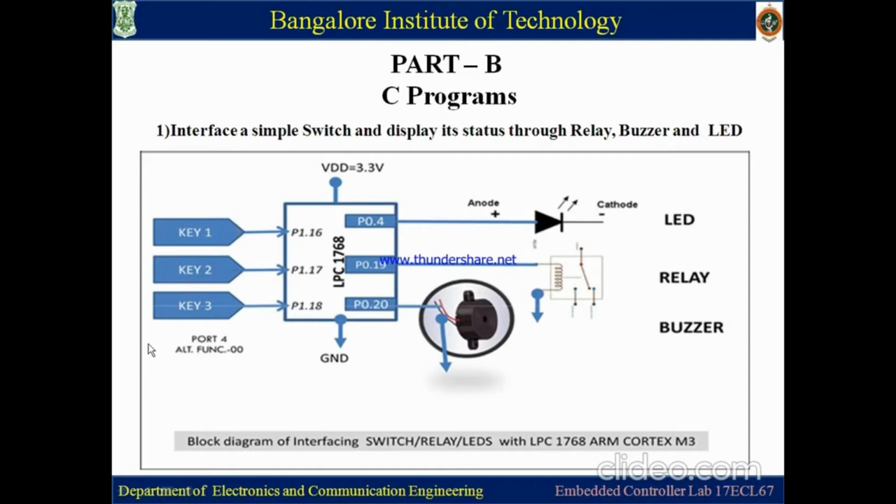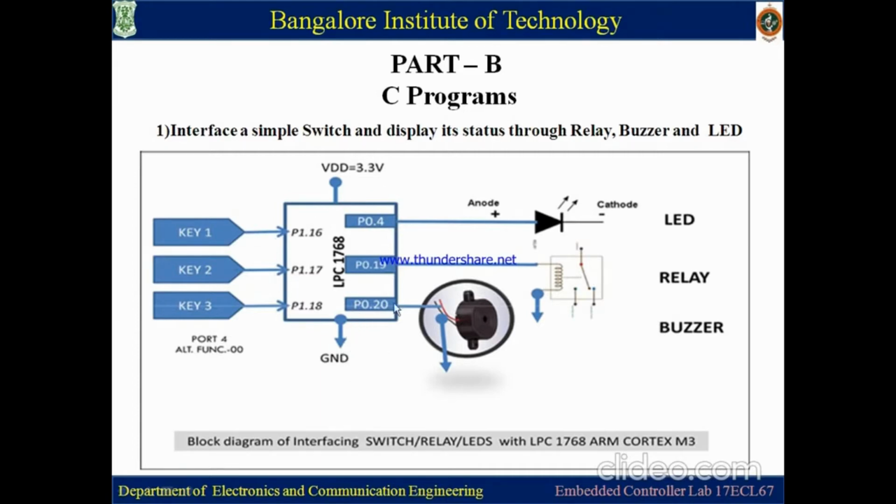The switches are connected to port P1. The output devices LED, relay, buzzer are connected to port 0. Pin 16, 17 and 18 of port 1 are connected to the keys. Pin 4 of port 0 is connected to LED. Pin 19 of port 0 is connected to relay. Pin 20 of port 0 is connected to the buzzer. This is the hardware structure which is available in our kit.